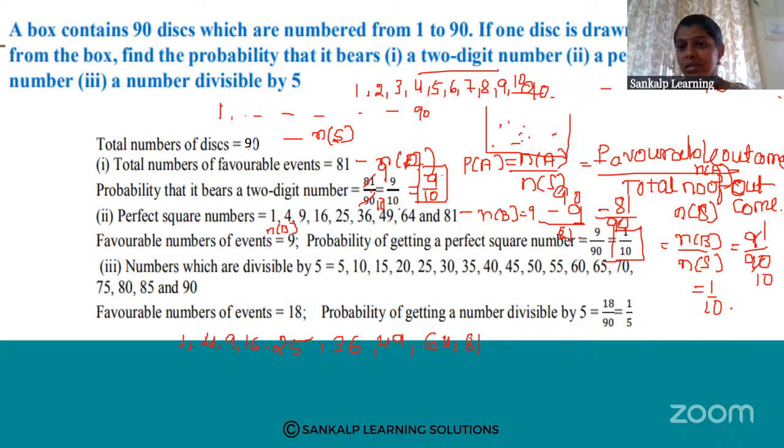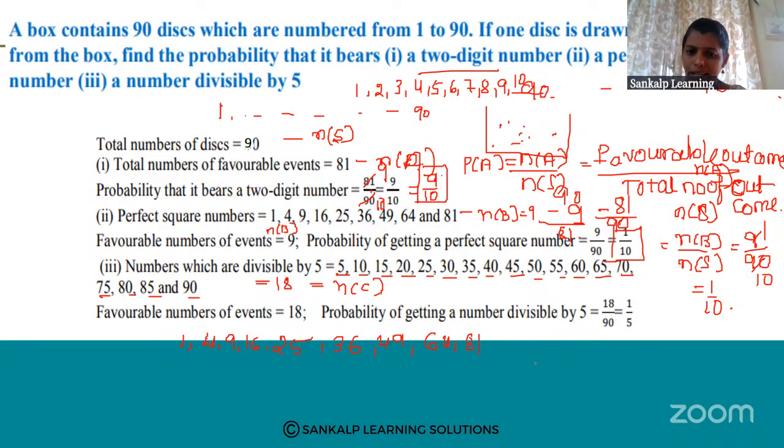How many numbers will you get that are divisible by 5? That is 5, 10, 15, 20, 25, 30, 35, 40, 45. All numbers are multiples of 5, right? 50, 55, 60, 65, 70, 75, 80, 85, 90. Yes, all these numbers are divisible by 5. How many numbers will you get then? 1, 2, 3, up to 18. 18 numbers you will get. So this is the favorable event. So I will call it N of C.